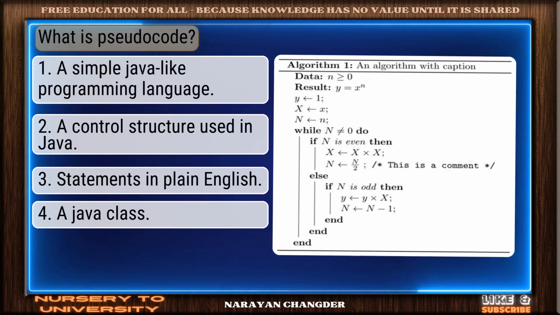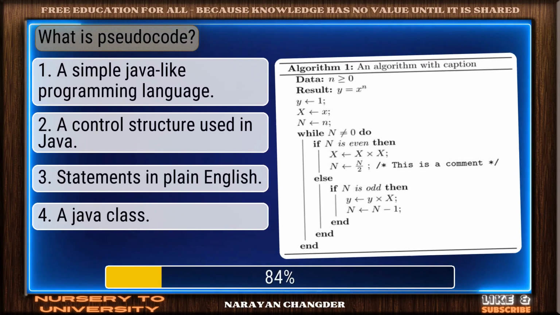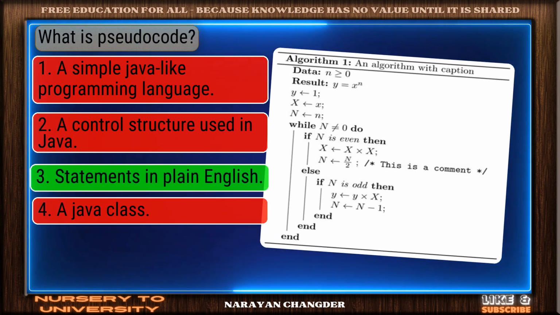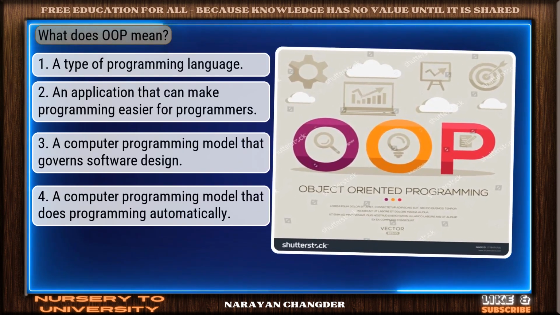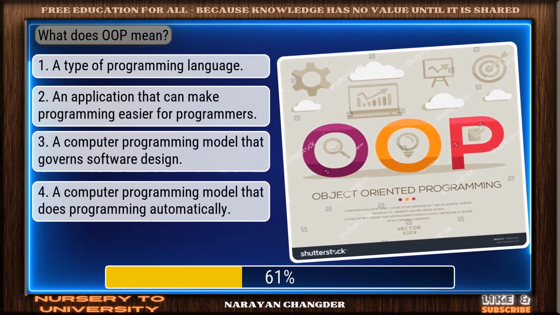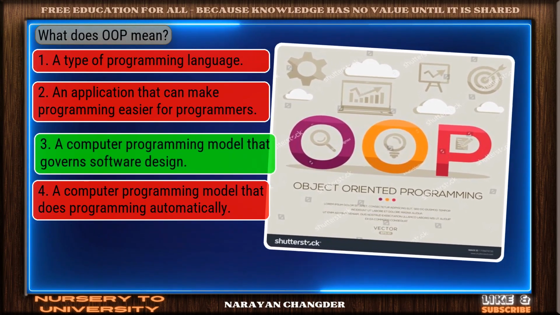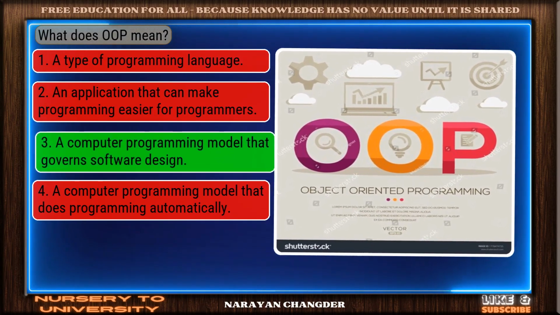Question number 74. What is pseudocode? Smart pick. Statements in plain English is the correct choice. Question number 75. What does OOP mean? Excellent. A computer programming model that governs software design is a brilliant choice.